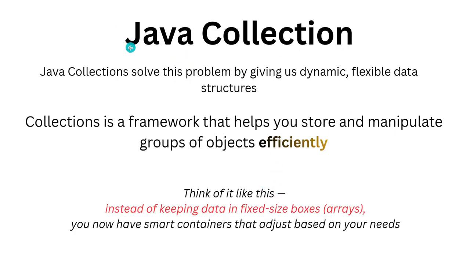So what is the Java collection now? Java collection solves this problem by using dynamic and flexible data structures. What is a collection? In a nutshell, a collection is a framework that helps you store and manipulate a group of objects efficiently. You can observe that I targeted the word efficiently and highlighted it. Why efficiently, and what do I mean by efficiently? You will come to know later on. So think of a collection as a dynamic, smart container. It is a smart container.